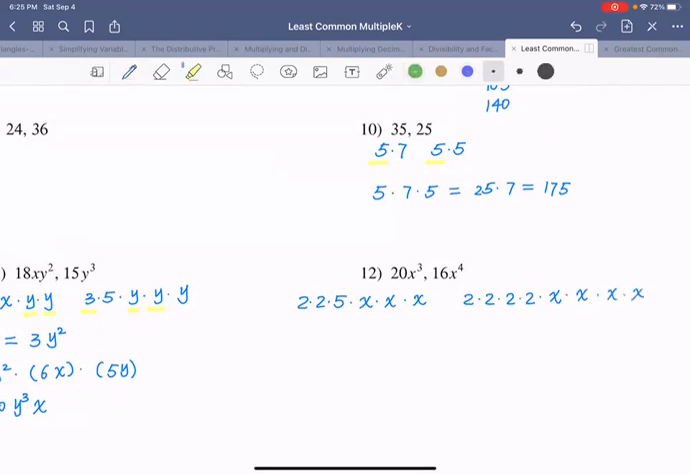All right. Now, look for those common ones. So there are two 2's. And then there are three x's.